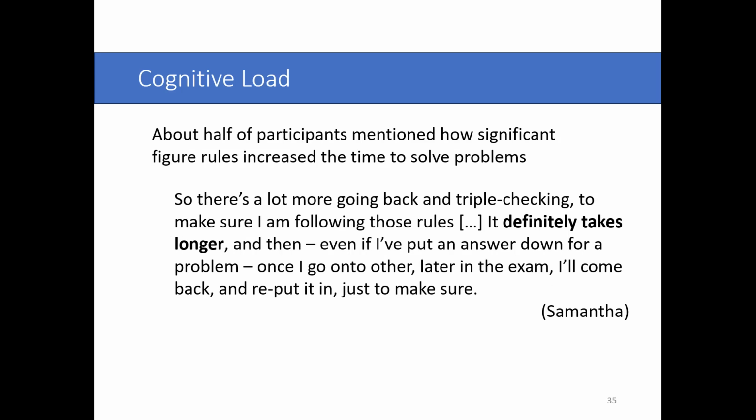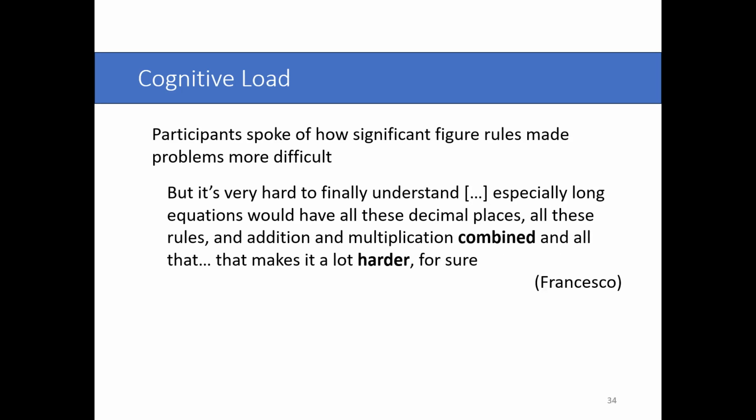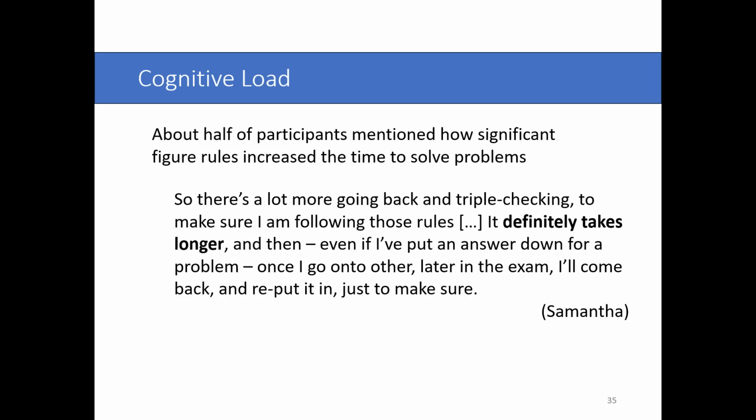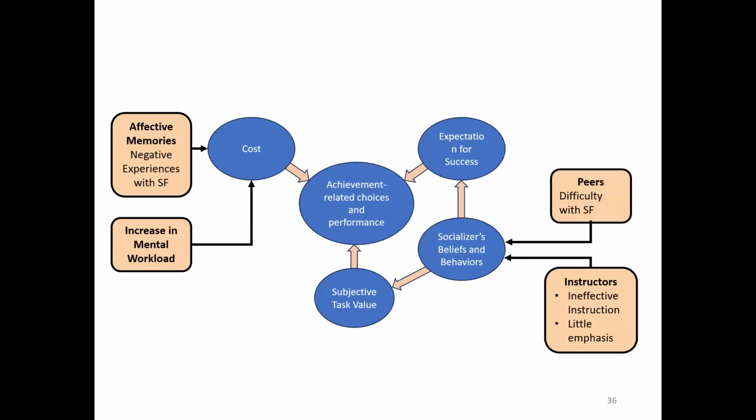About half the participants mentioned how it also increased the time that was required to solve problems. So Samantha said, there's a lot more going back and triple checking, she was talking about exams here, going back and triple checking to make sure I'm following those rules. It definitely takes longer. And then, even if I put an answer down for a problem, once I go on to others later in the exam, I'll come back and I'll re-put it in just to make sure. So we have general mental difficulty and also an increased time to solve problems. These two things we would consider an increase in mental workload as a different form of cost.